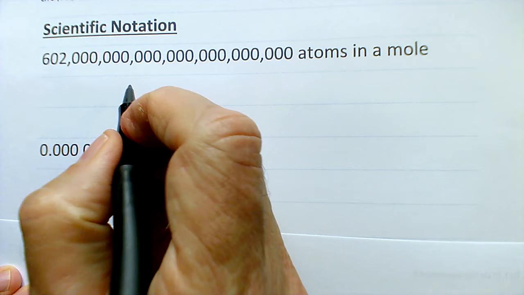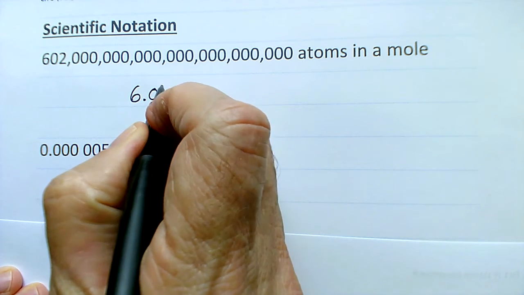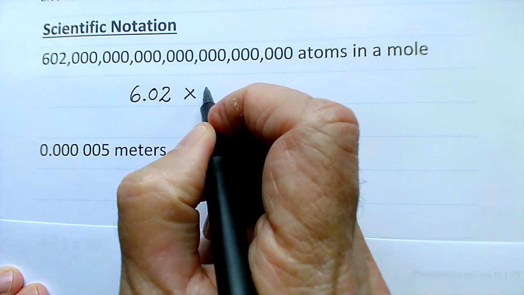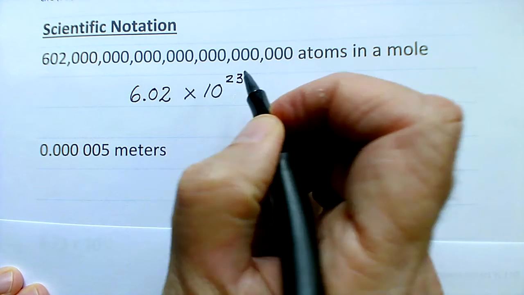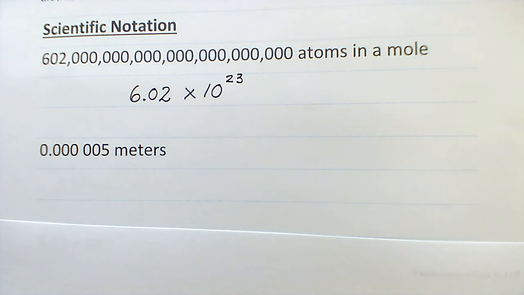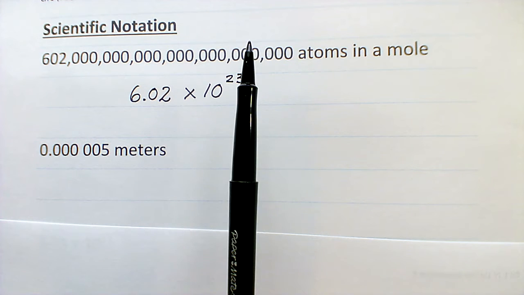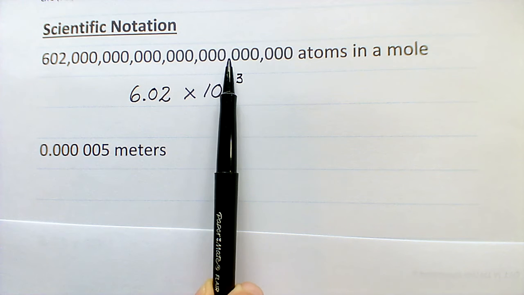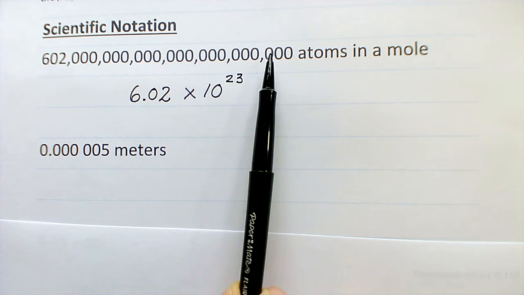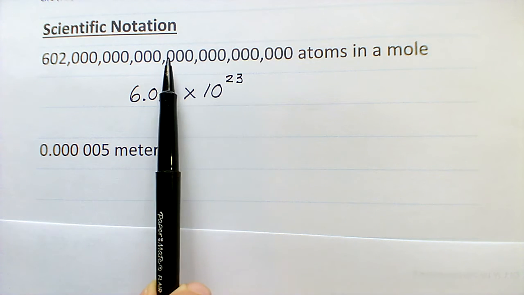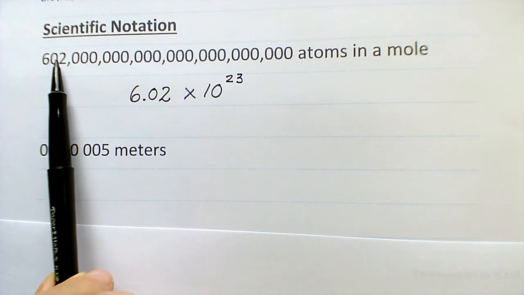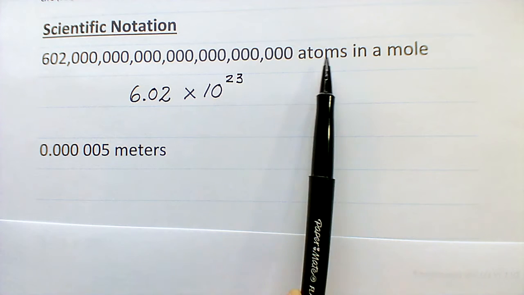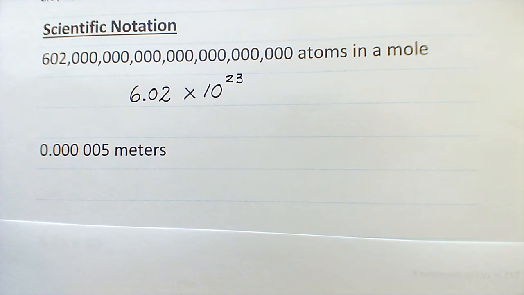And then you count the number of places that you move the decimal. So this number in scientific notation then would be 6.02 times 10 to the 23rd, and it's the number of atoms present in a mole of any substance. So we counted the places, and luckily I have commas to separate the zeros every 3 zeros, so 3, 6, 9, 12, 15, 18, 21, and 2 more is 23. So I moved the decimal 23 places and then stopped it.